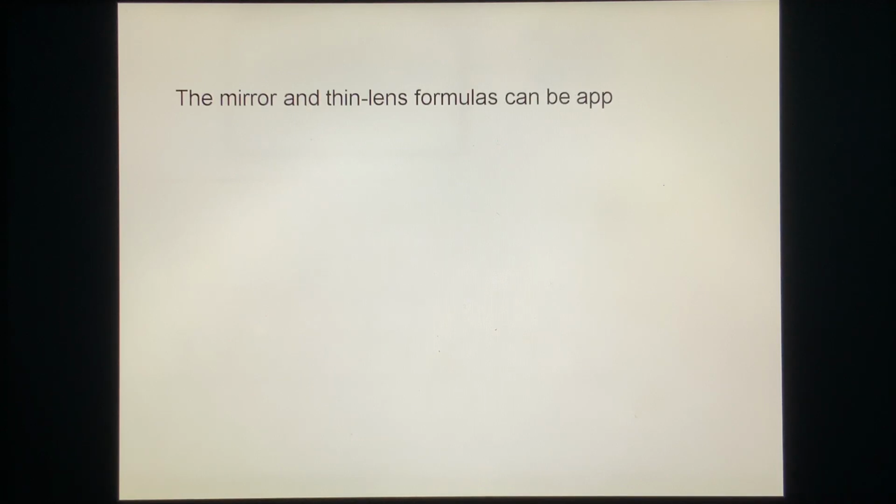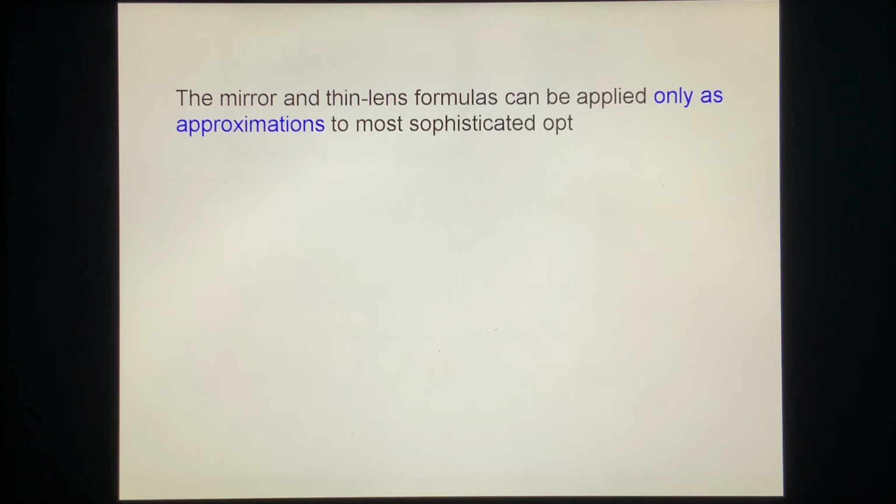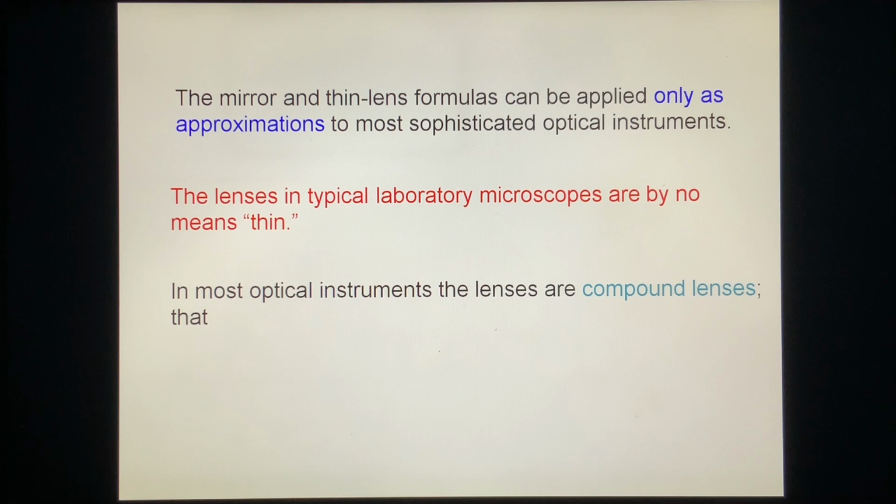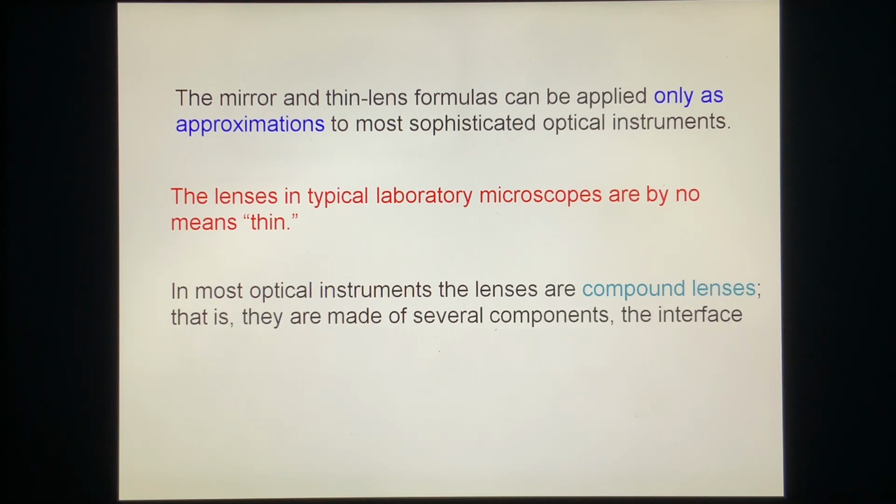The mirror and thin lens formulas can be applied only as approximations to most sophisticated optical instruments. The lenses in typical laboratory microscopes are by no means thin. In most optical instruments, the lenses are compound lenses. That is, they are made of several components, the interface rarely being exactly spherical.